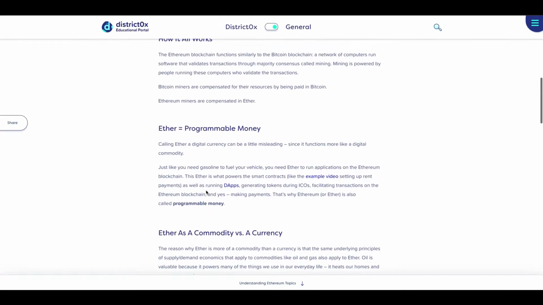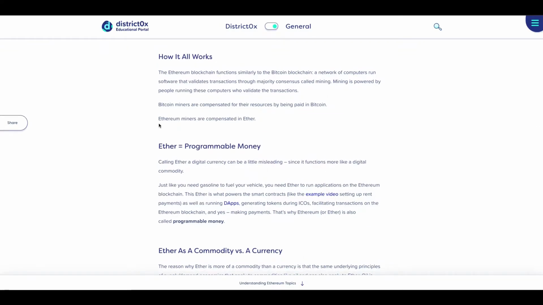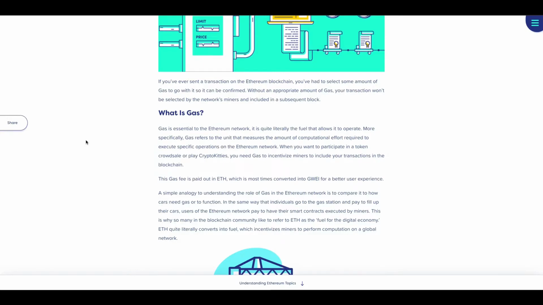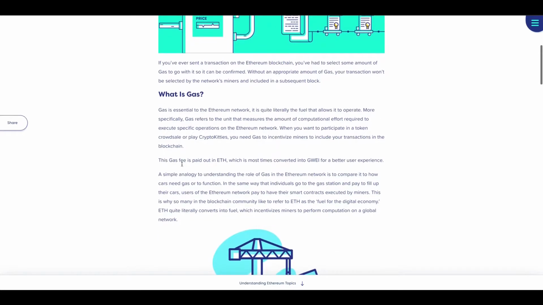Ethereum, as of right now, is a proof of work coin. Just like Bitcoin miners are paid in Bitcoin, Ethereum miners are paid in Ether. There's another concept of Ethereum, which is ETH gas. The main thing with ETH gas is that whenever you do a transaction on the Ethereum blockchain, you're going to have to pay a certain amount, which is basically gas fees. ETH gas is the fuel that helps to keep the Ethereum blockchain operating. And gas fees are converted to something called GWEI.